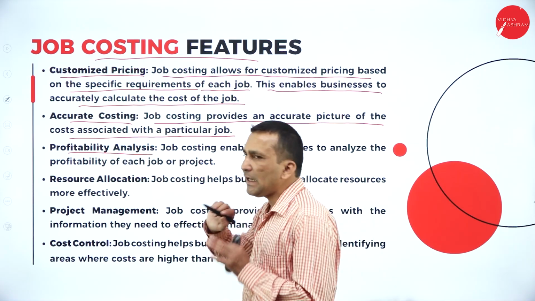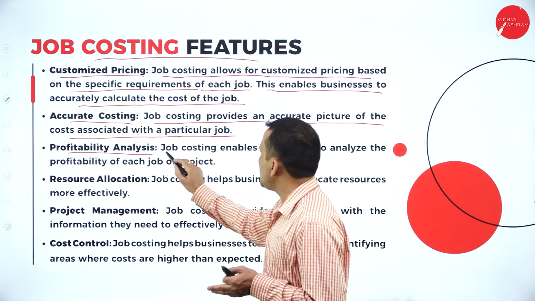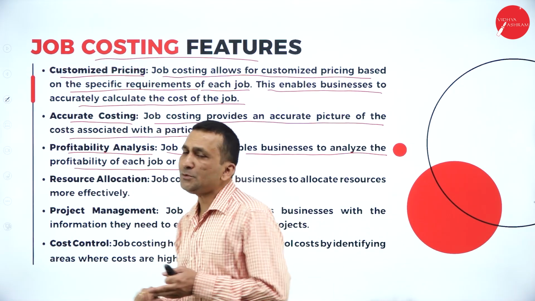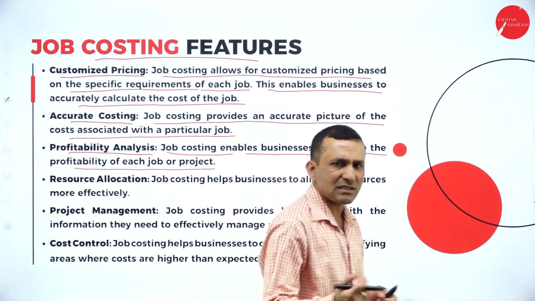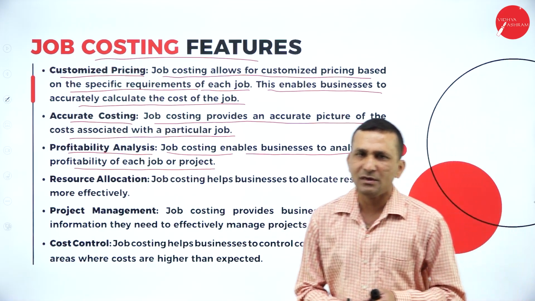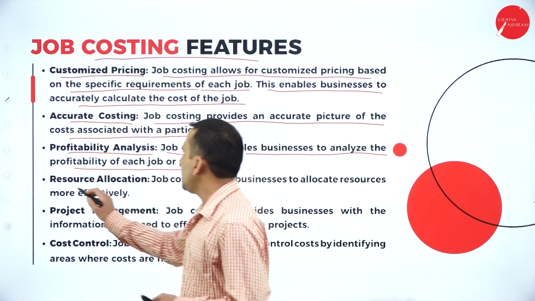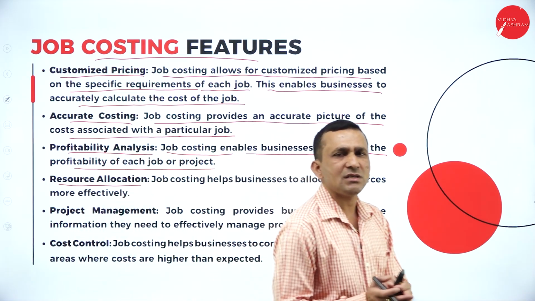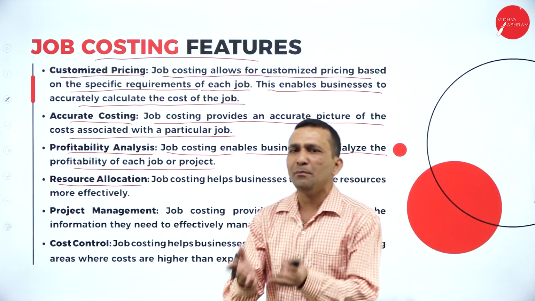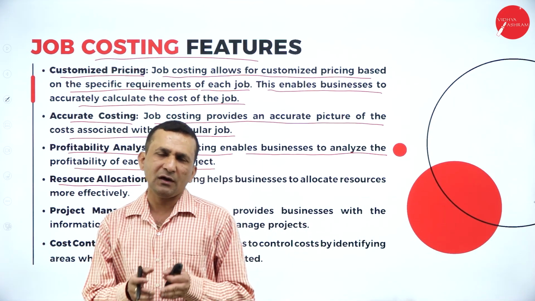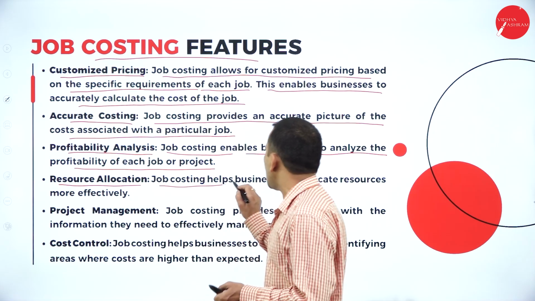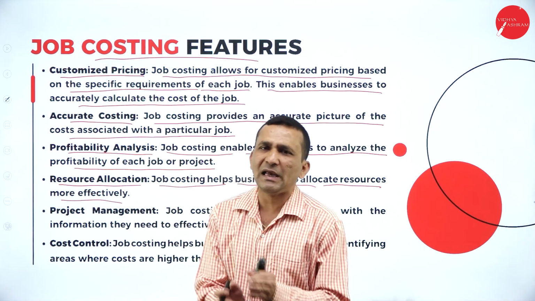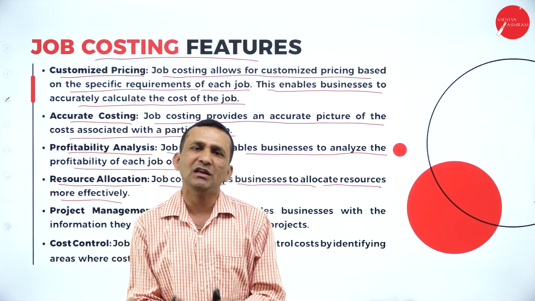So the profitability analysis we can do. Job costing enables a business to analyze the profitability of each job and project. All the orders we are getting from the customers, we can easily calculate. And resource allocation: if any order is accepted, what materials are required, how many laborers, what input resources I need to introduce for performing a job. So job costing helps the business allocate resources more effectively, because we will calculate everything that is required to perform the job.